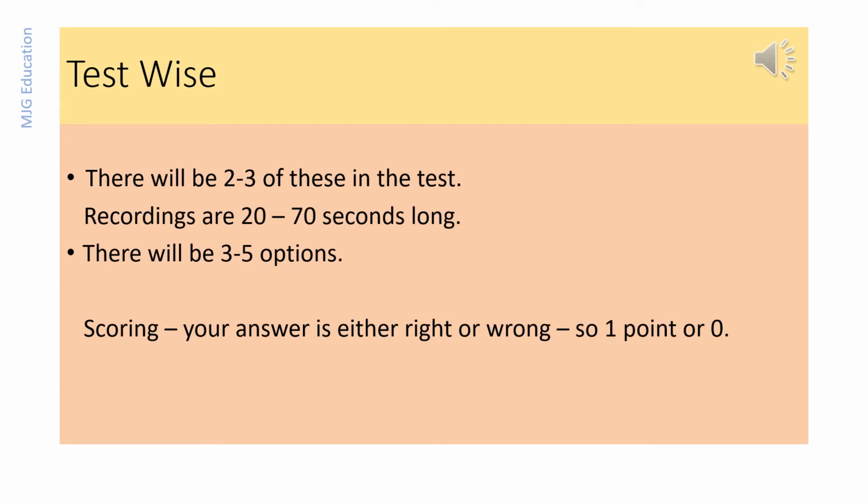Some things you should know about this task. There will be 2 or 3 of these on the test. 2 or 3 select missing words. Recordings are between 20 and 70 seconds long. There will be between 3 and 5 options. Like I said earlier, usually 4. The scoring, your answer is either right or wrong, so you get 1 point or 0. This is a low scoring task for the listening part.